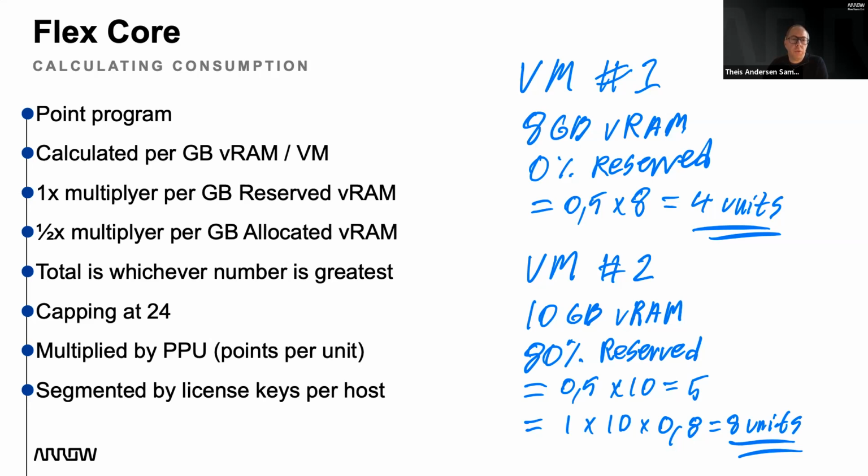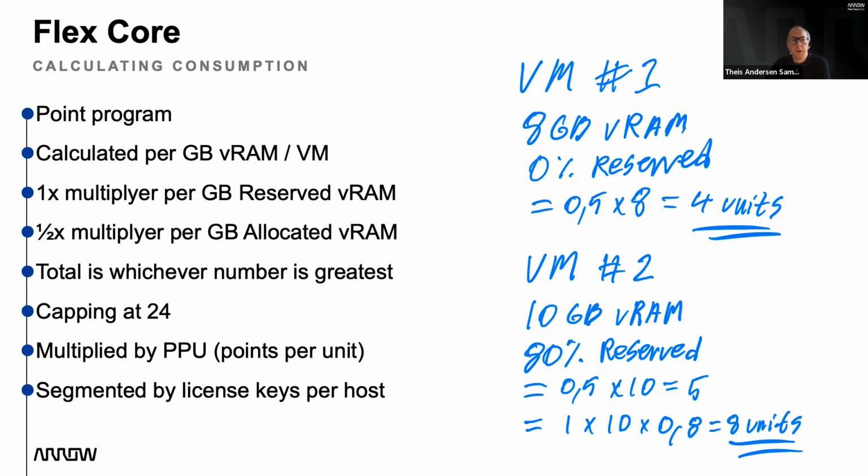It's capping at 24. So if the calculation is greater than 24, the end result will cap at 24. And then it's multiplied by the points per unit for the Flex Core. That was the 7 points I was referring to.